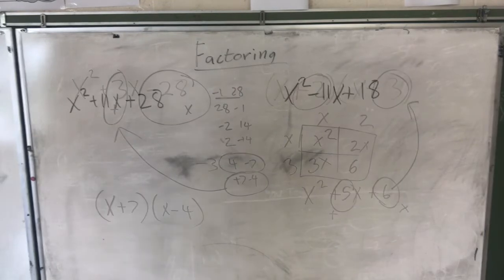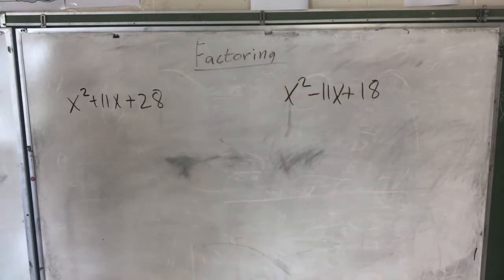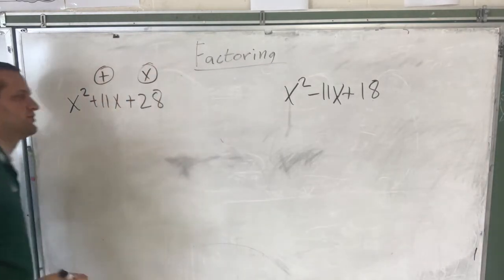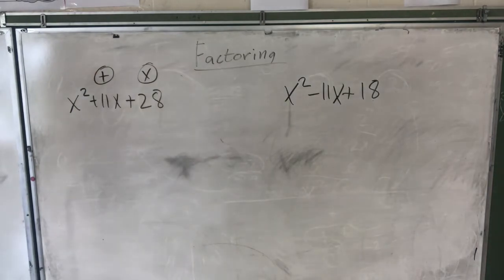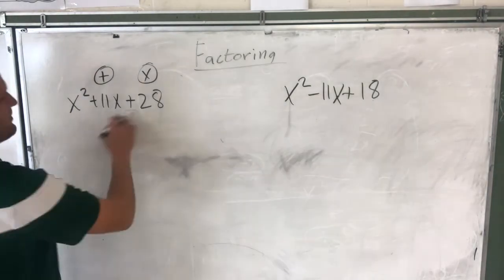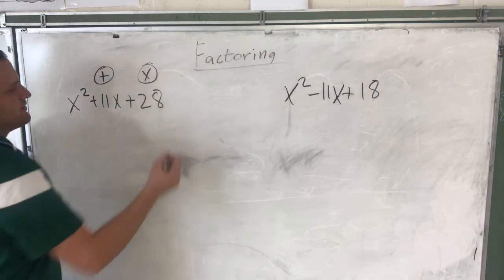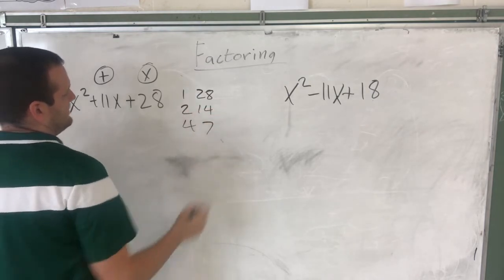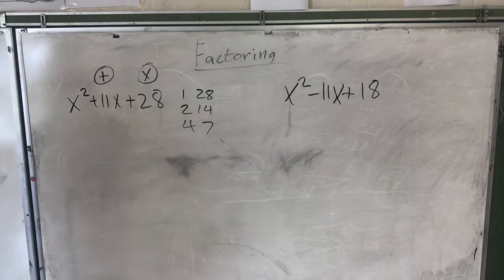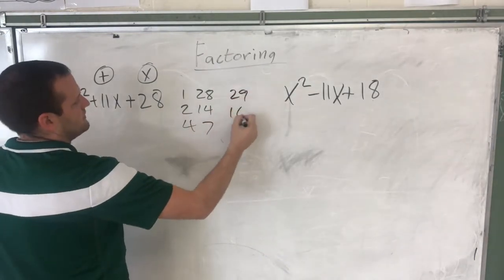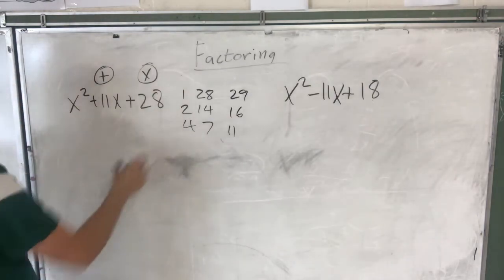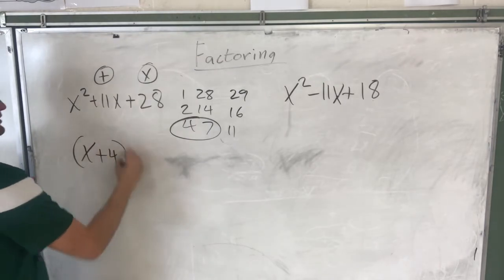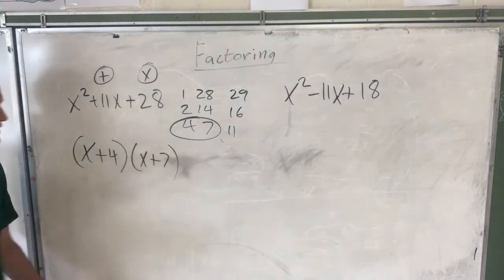Let's try a couple more. All right, let's try these 2 real quick. Again, we add to find the middle number and we multiply to get the last number. What 2 numbers multiply to be 28 but add to be 11? They're both positive, so there's probably not going to be any negatives in here. We've got 1 and 28, 2 and 14, 4 and 7. Those are about it. That's going to add to be 29, 16, 11. Which one is the correct answer? The last one, 4 and 7. So your answer is x plus 4 and x plus 7. Ta-da!